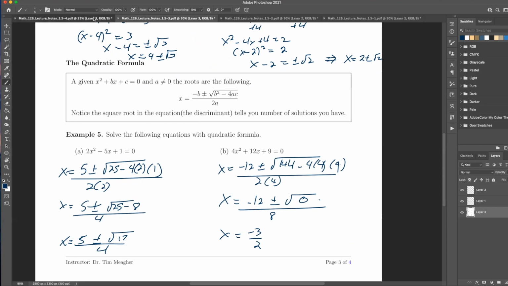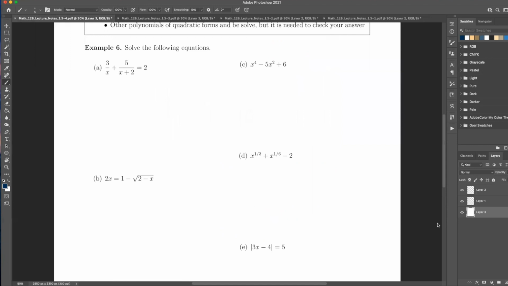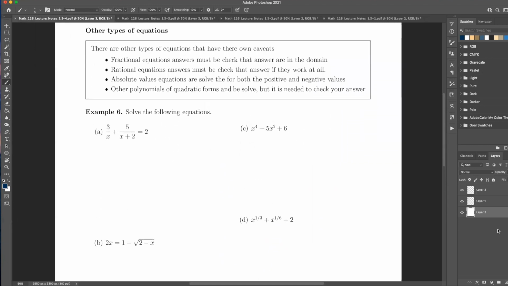Let's do the last page. This last page is what I call the quote unquote page of nightmares. It's all the really bad equations you might see. So there's a bunch of other equations. They each have their own little caveats.